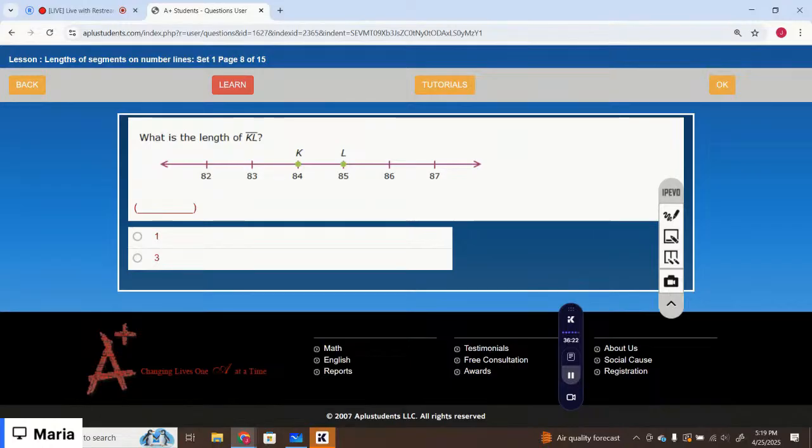What is the length of KL? Option number 1 is the correct option. That is 1 unit. Okay, you can complete the lesson by yourself later today. Let me just move on to the next lesson.